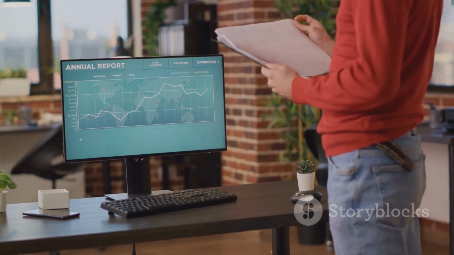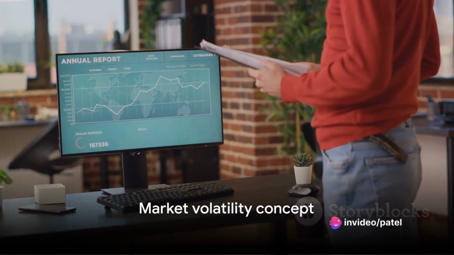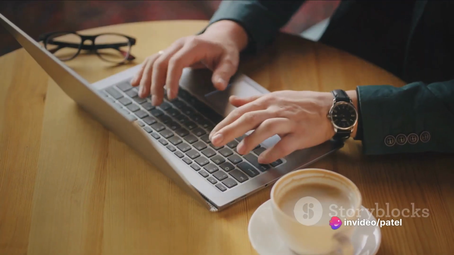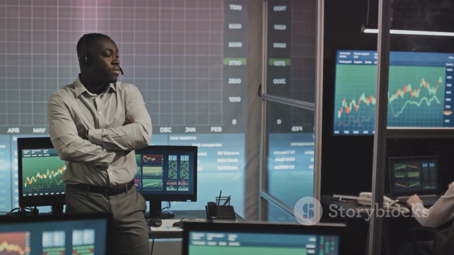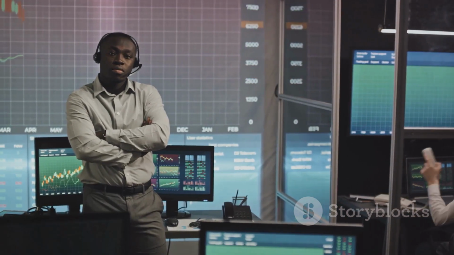Remember, no two trades are the same. Markets are dynamic and conditions can change swiftly. It's crucial to stay flexible and adapt your strategy accordingly. See, with a little practice, you can navigate the Forex market like a pro.